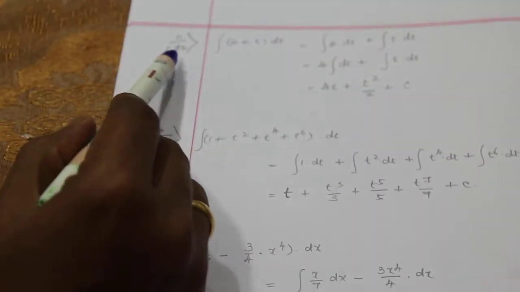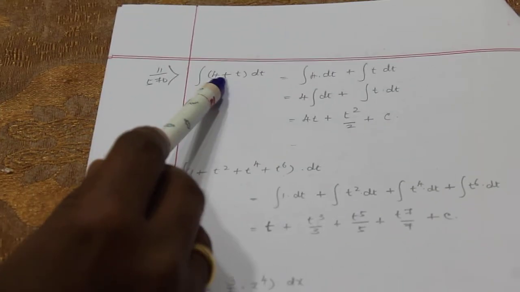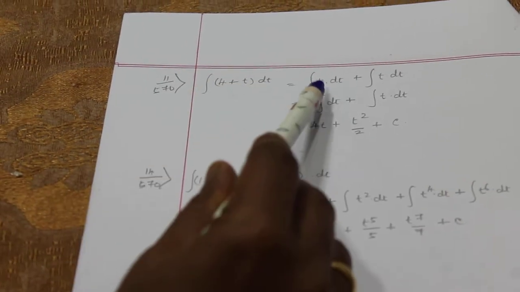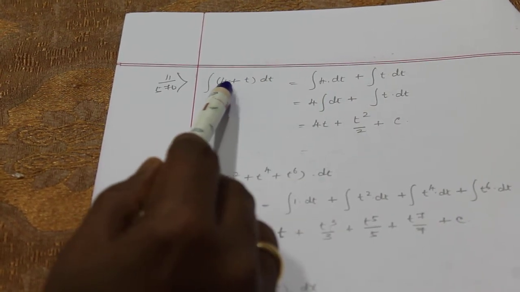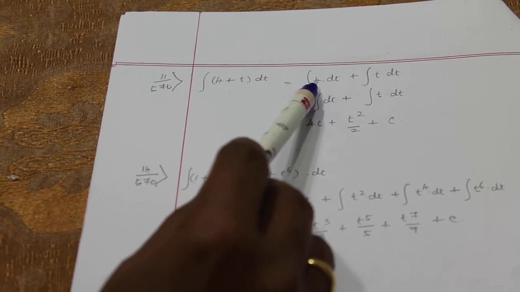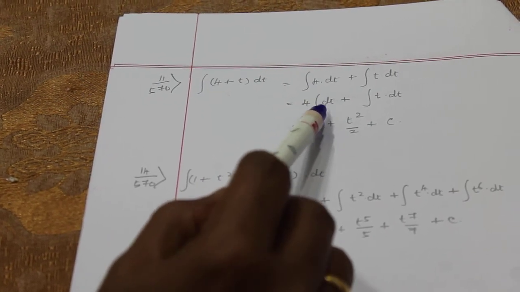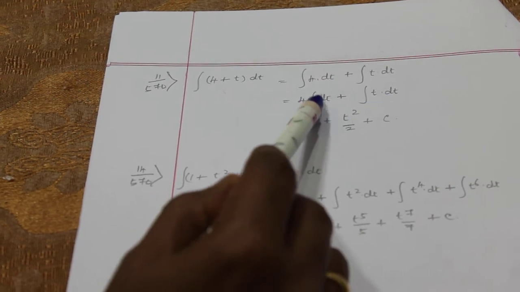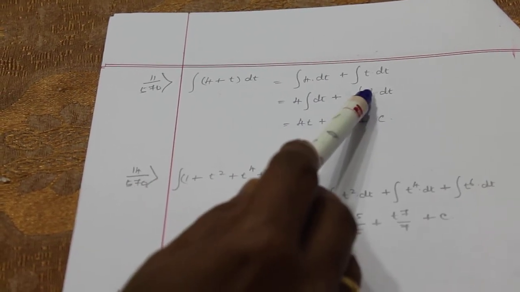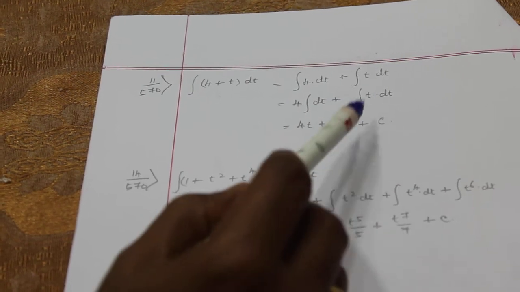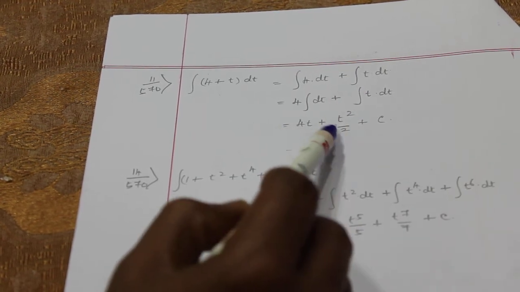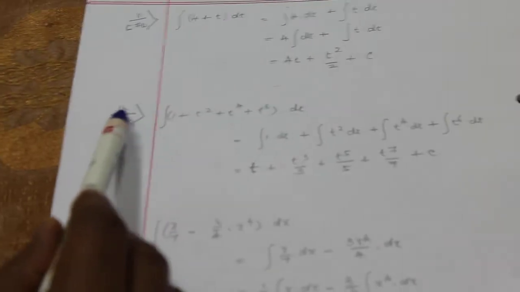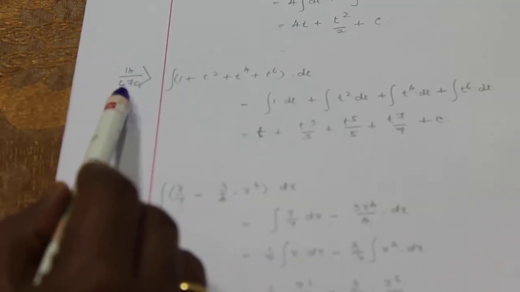And the next question is question number 11, page 570, integral of 4 plus t dt. Therefore, we can separate it quite easily. Integral of 4 dt plus integral of t dt, because this dt is common for both functions. And now take the constant outside. 4 is a constant. Therefore, integral of dt plus integral t dt. Integral of dt is t, and for integral of t, here the power is 1. Therefore, based on the formula, t power n plus 1, here n is 1. 1 plus 1 is 2, divided by 2. This is the answer.